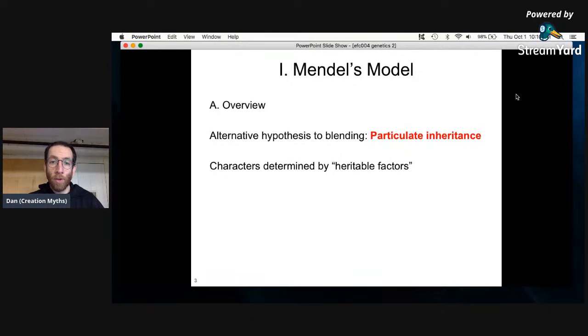Now remember, last time we talked about the blending model.